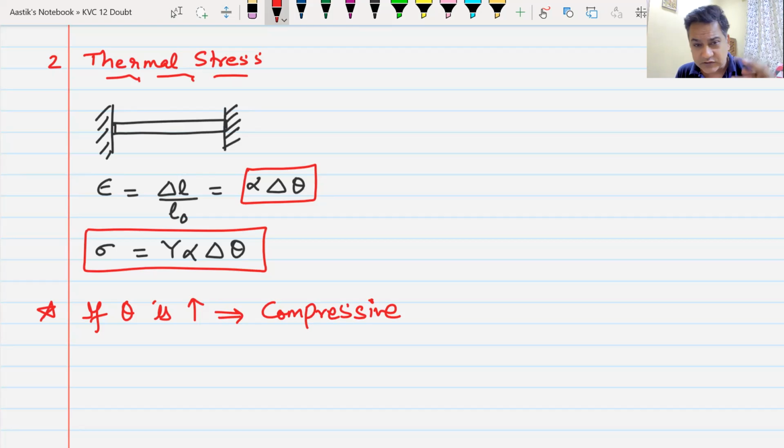If the temperature of the rod is reduced, it will try to contract, but the supports will not allow it to contract. It will stretch it. In that case, that stress would be tensile. Do you understand this? Remember this, because they might ask you a question where you might just answer in the opposite sense, and your answer would be wrong. Okay, do we get this? Yes, sir.